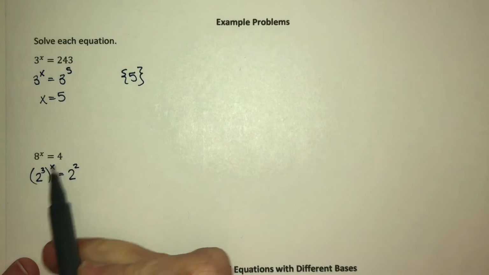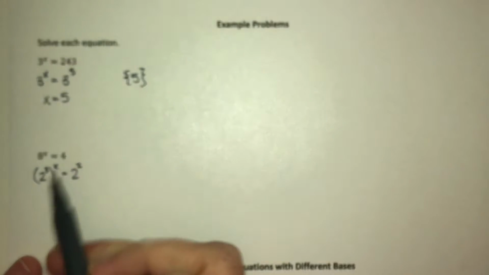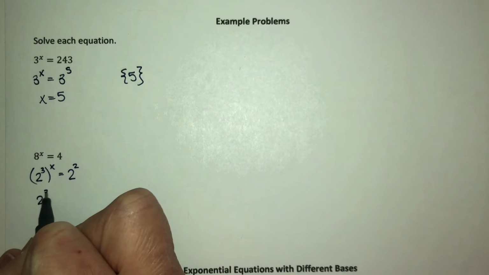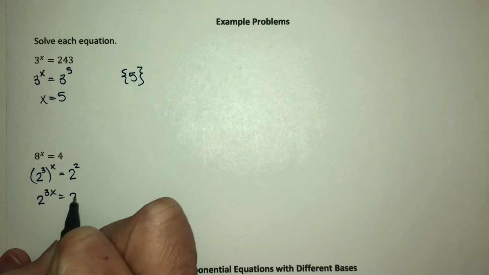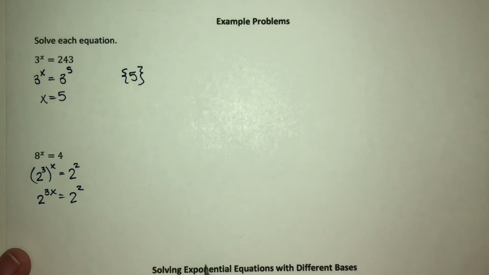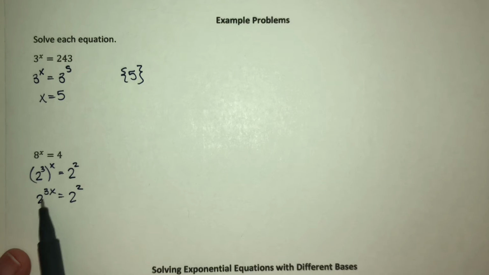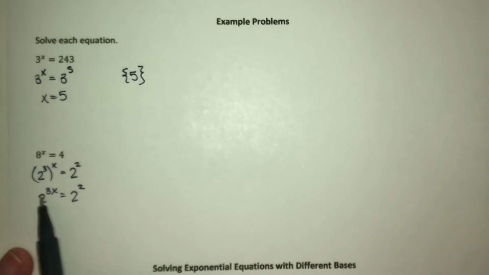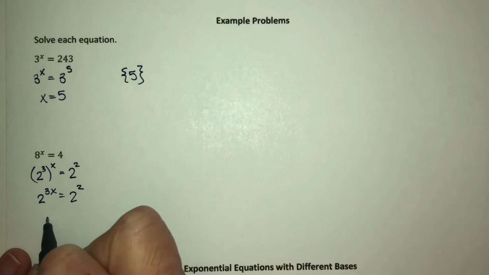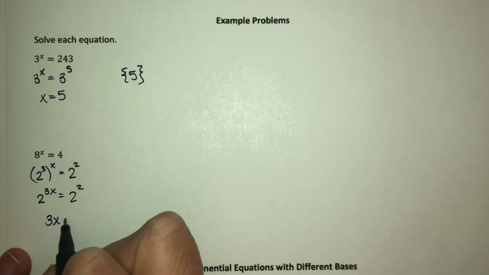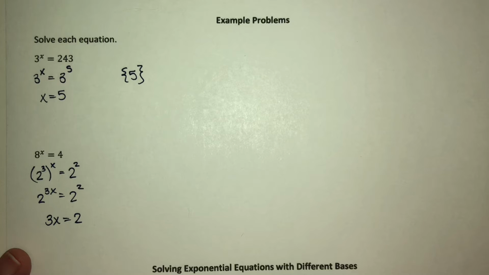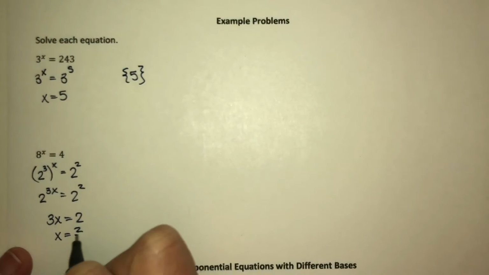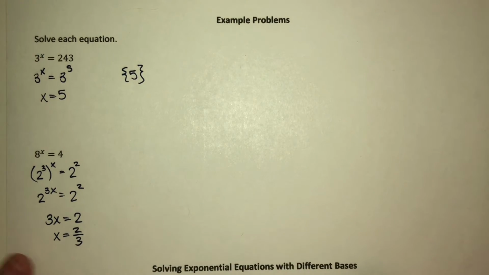Now we have an exponent property that says if you have a power raised to a power, you multiply those exponents. So this is the same as 2 to the 3x is equal to 2 squared. And now, since I have an exponential equation with the same base on each side, I can set their exponents equal to each other to get 3x is equal to 2. And now divide both sides by 3. And you get x is equal to 2/3.